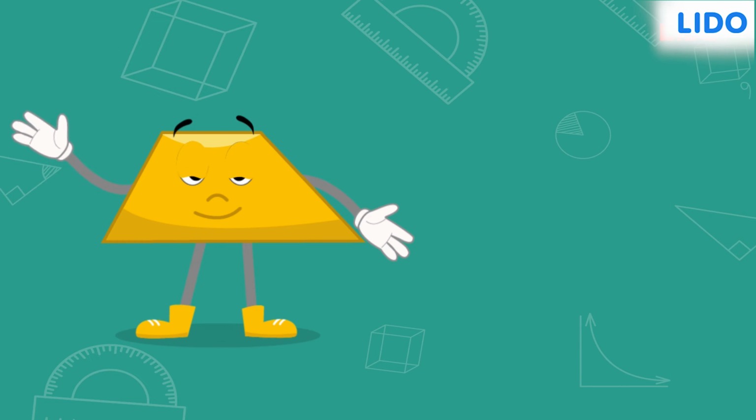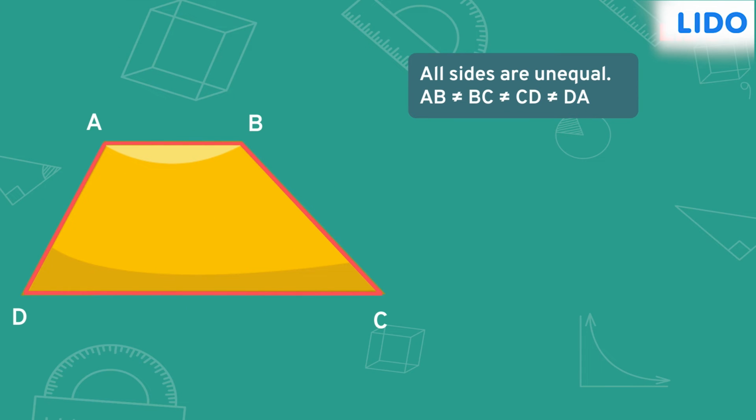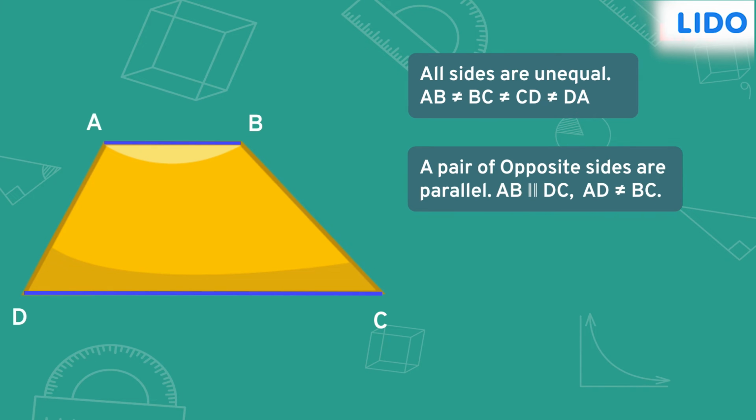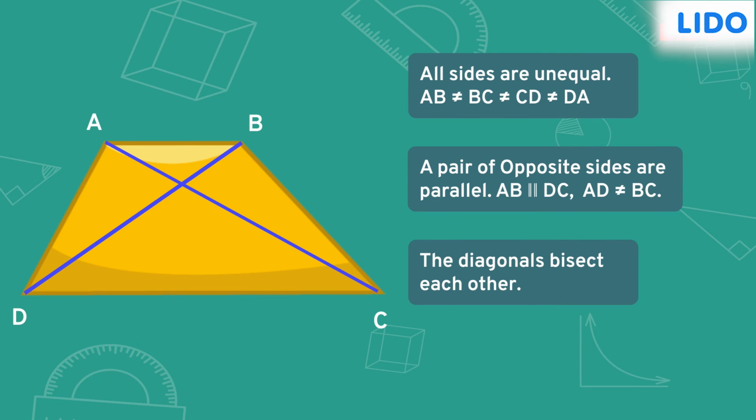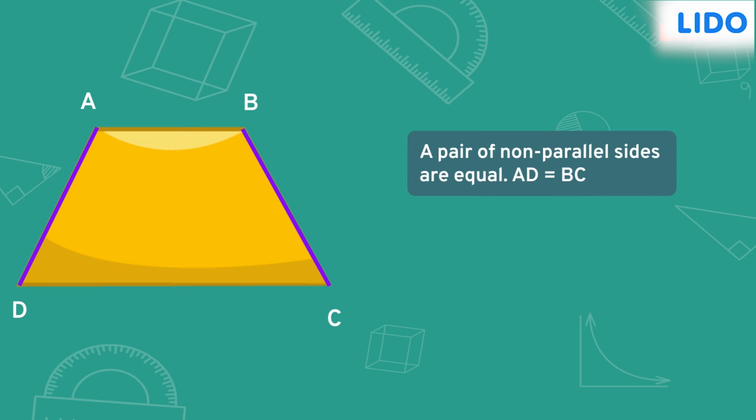Look who's here! A quadrilateral which has four unequal sides? Wow! Let's observe closely. One pair of opposite sides is parallel while the other is not. The diagonals of this quadrilateral bisect each other. This is a trapezium. Look at its non-parallel sides.